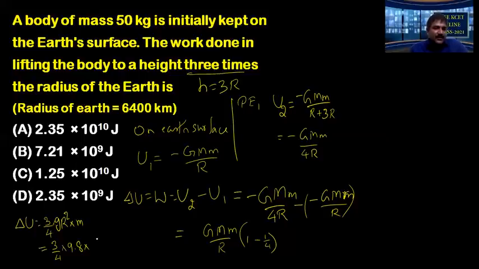So we have to substitute here 6.4 into 10 power 6. Given 6,400 kilometer, but you have to take in meter, I said. So square of that. Be careful, don't miss any square or power 6, etc. Mass is 50 kg. When you simplify this, 6.4 square it is. Okay, so it is GM is GR square. Simplifying, you get approximately 2,350 into 10 power, here it is cancelling, we'll get 10 power 6.